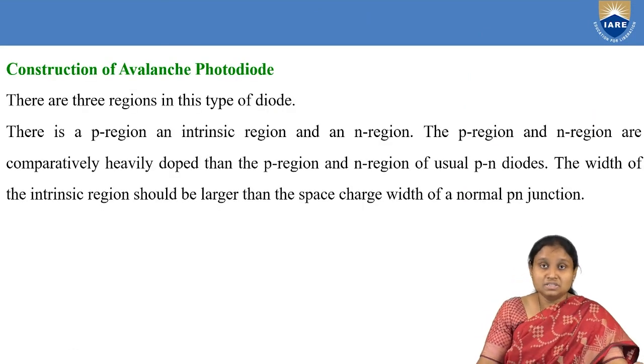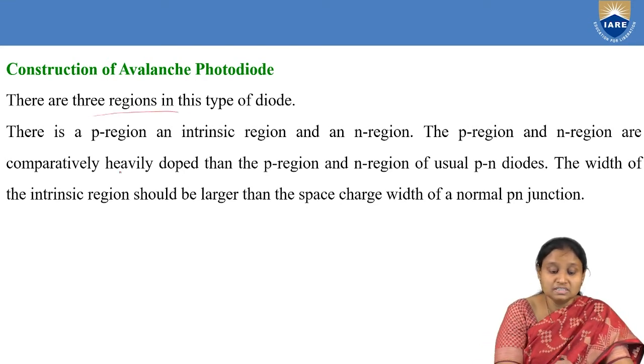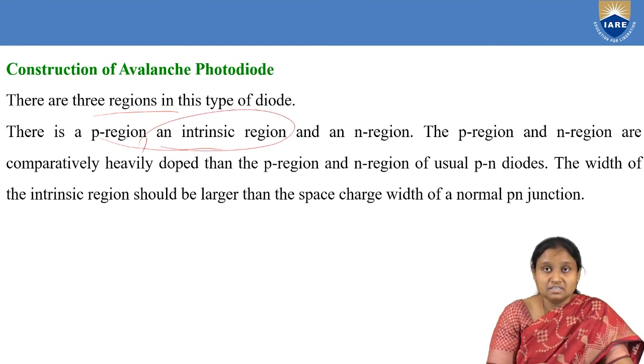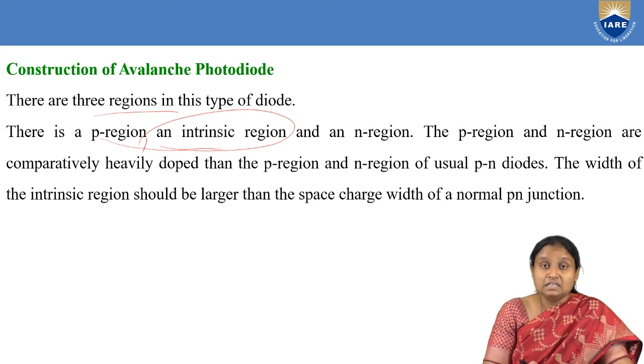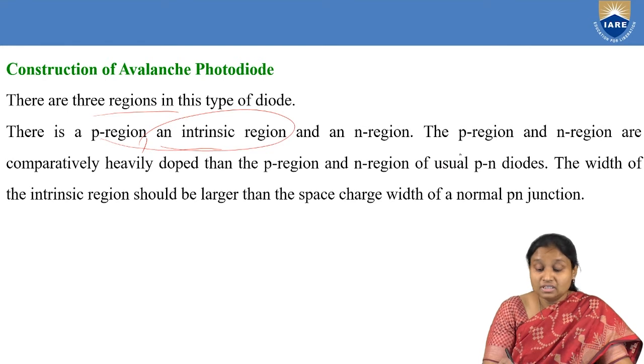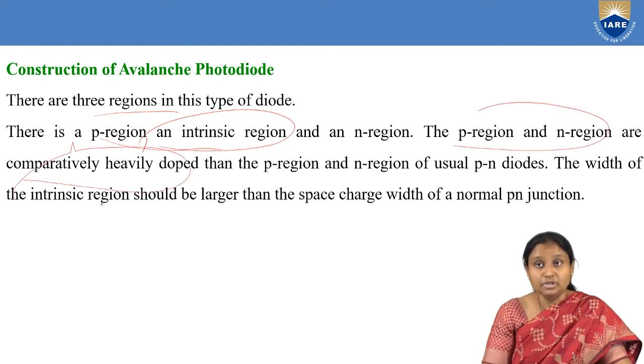And coming to construction, as you can see, it has three regions. What are those three regions? One is the P region, followed by the intrinsic region. Suppose I have taken a silicon P type semiconductor and a silicon N type semiconductor. In between I insert just a silicon layer, followed by the N region. And one more thing is, these P region and N region are comparatively heavily doped compared to the normal P region and N region we use in PN diodes.